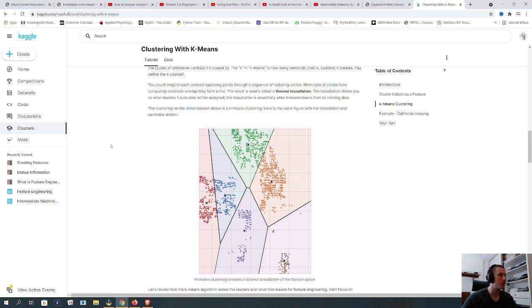You could imagine each centroid capturing points through a sequence of radiating circles, and sets of circles from competing centroids overlap to form a line. The result is what's called a Voronoi tessellation. The tessellation shows you to what clusters future data will be assigned.